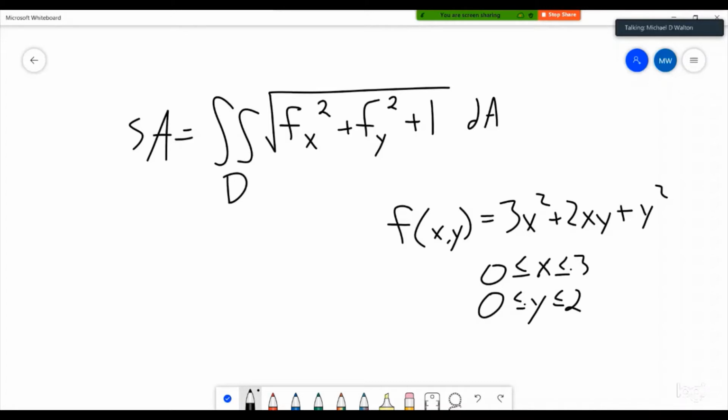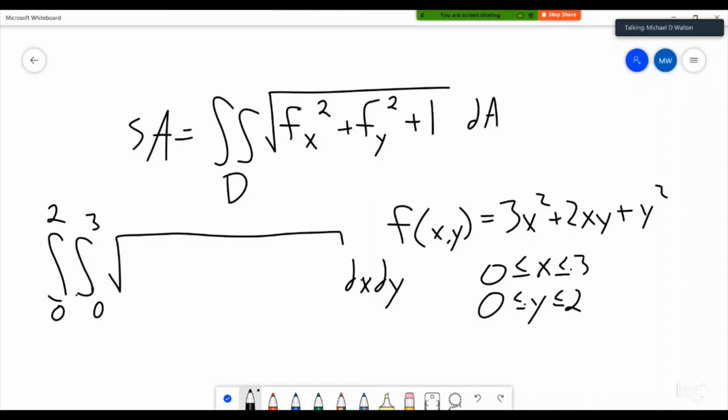What we can do is find the surface area by plugging this all into our equation for the integral. So we would get the integral over our domain. Maybe we go x first, so 0 to 3, and then y 0 to 2, so we know we're going to be dx dy at the end. And then we look at the square root of the derivative of f with respect to x squared plus the derivative of f with respect to y squared plus 1.